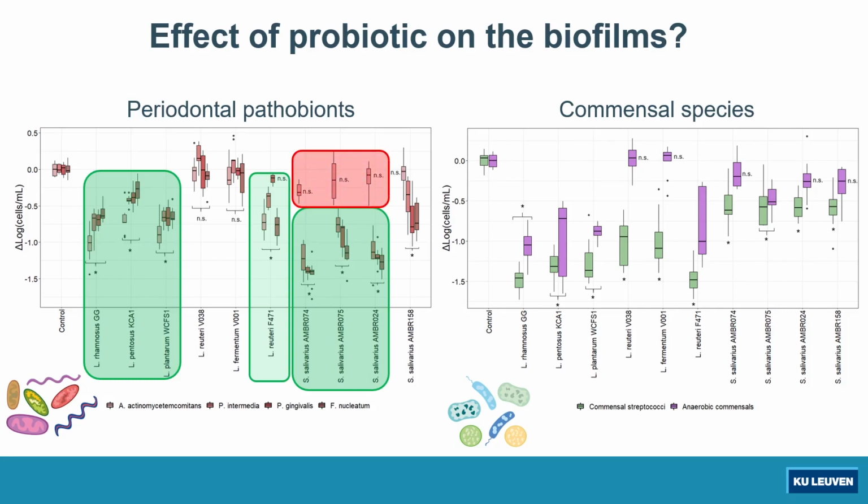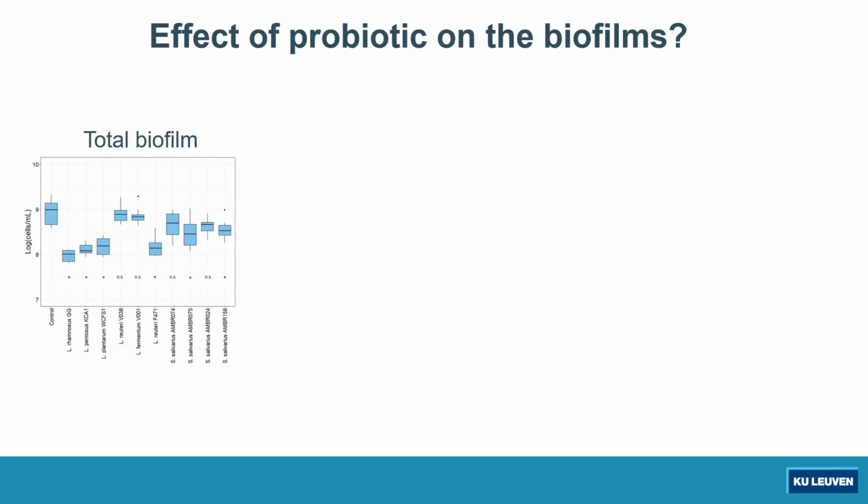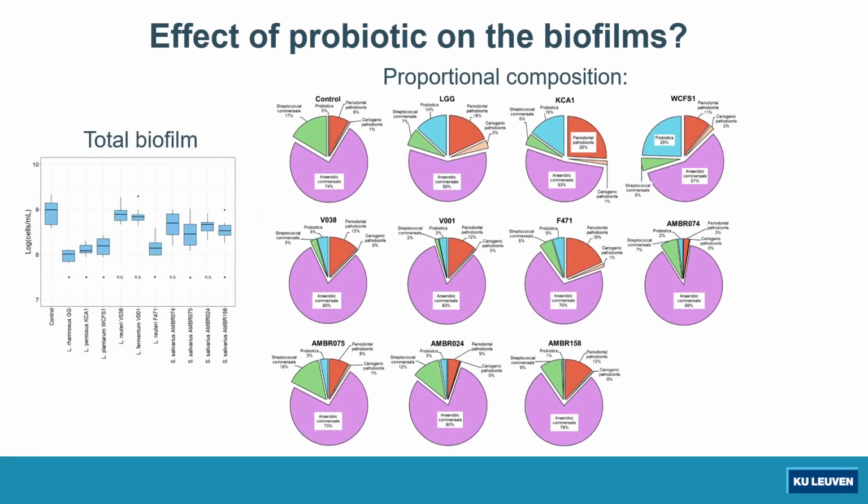Another benefit of the biofilm model is that it also allows us to look at the effects on commensal species, which many of the Lactobacillus probiotics strongly affected. On the other hand, the Streptococcus salivarius probiotics showed a much more moderate effect. So, when keeping the total biofilm in the back of our heads, we can also see that there are some proportional changes caused by each of the probiotics. Some of the probiotics were quite prevalent in the biofilm, which is quite interesting, but also had some unexpected effects. But the Streptococcus salivarius probiotics seemed to only affect the periodontal pathobionts, though not each of them was as effective.